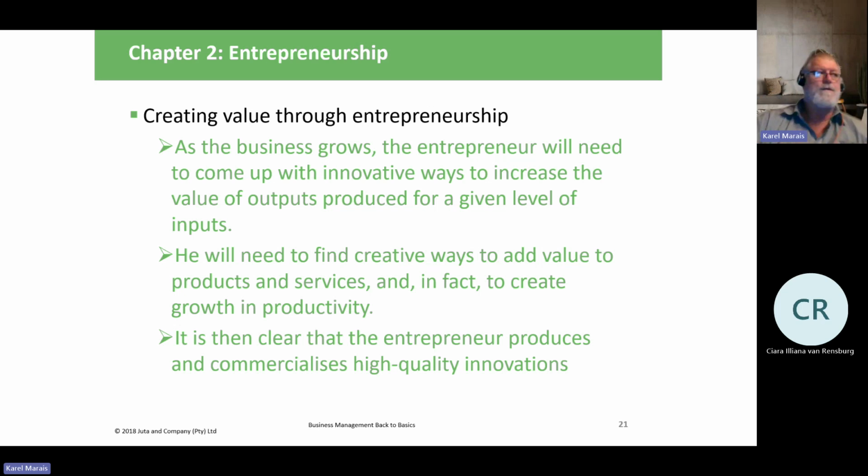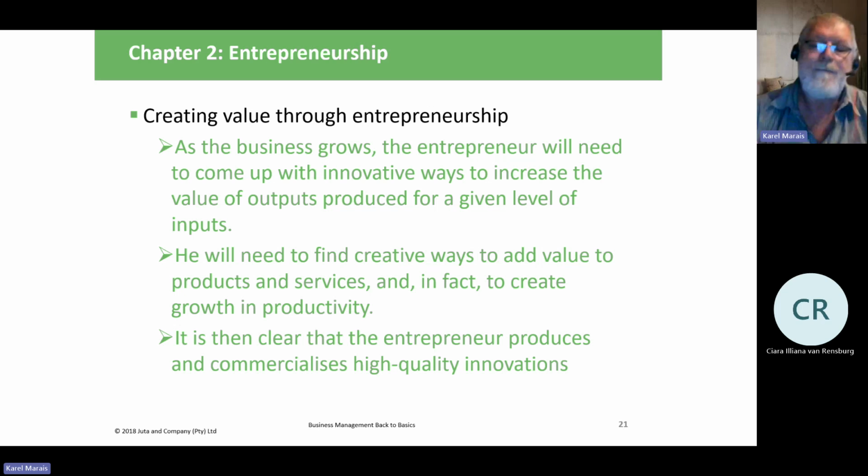Okay, the last section we're just going to look at is creating value through entrepreneurship. So entrepreneurs, one of the things they do is they create value. And the question is, how do entrepreneurs create value? Now, simply put, creating value means creating money, creating wealth.